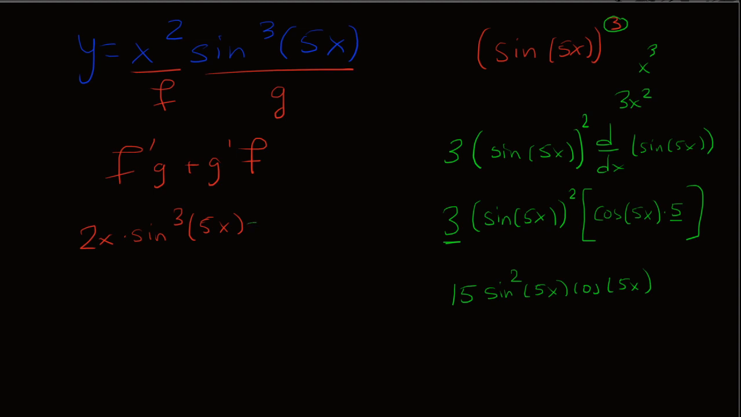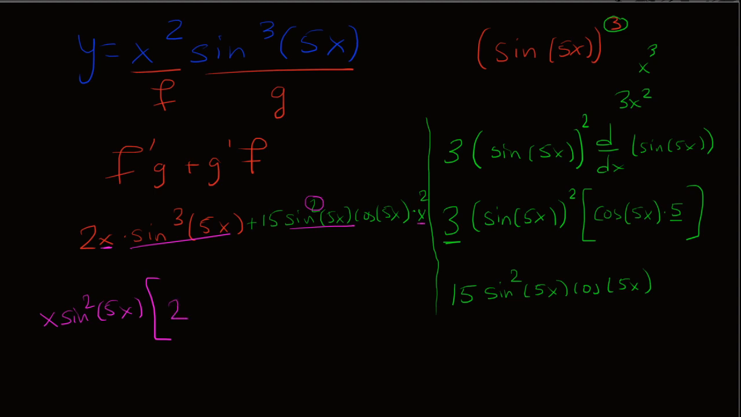Okay, so we'll add that here. And then we're going to multiply it by f, which is x squared. Okay, and then we can factor. So you have an x. Here you have an x squared, but we're only going to pull out an x. Sine 5x, sine 5x. So you always look at the smaller exponent, which will be 2. Okay, so let's pull that out. We have x sine squared 5x.